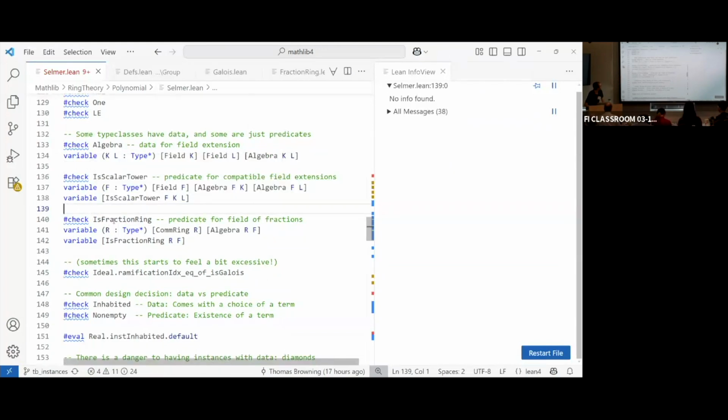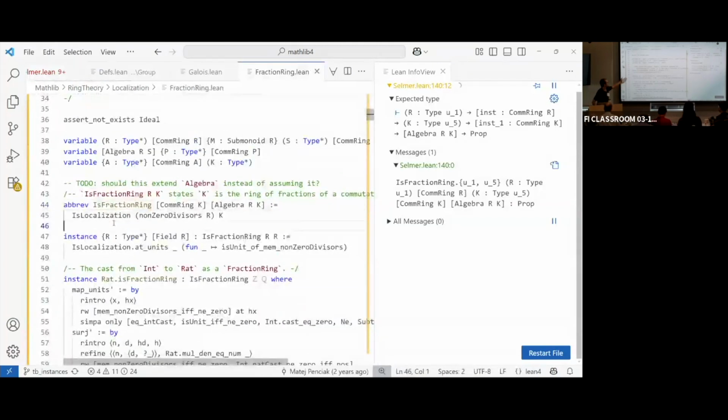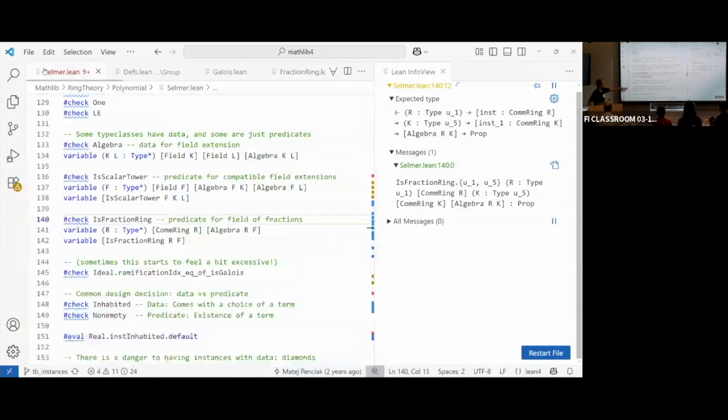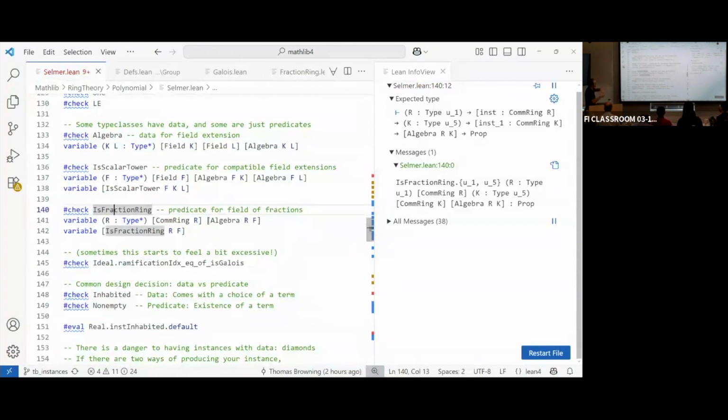So IsFractionRing, hopefully this one isn't too crazy to read. It's some predicate that says that something is a localization of something else. It's a little confusing, but it's just a predicate that says that F is the fraction ring of R under the algebra map between them. So this is a common design decision that Mathlib makes, where you make these predicates for various relationships between objects so that you can generalize your theorems.